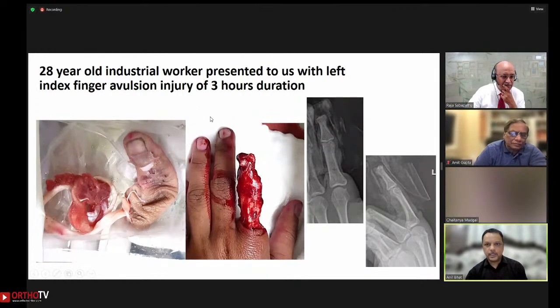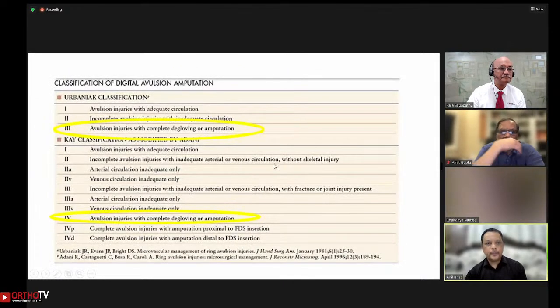An industrial worker presented to us with left index finger avulsion. He came in 3 hours post injury, and these were his clinical pictures, and you can see the tendon, the FDP especially, was avulsed completely here, and these were the X-rays of the patient. Going by the classification, basically it's an avulsion with complete degloving or amputation. I would like to ask Dr. Sabapathy how he would counsel the patient, or what procedures he would have in mind in terms of the management at this point.